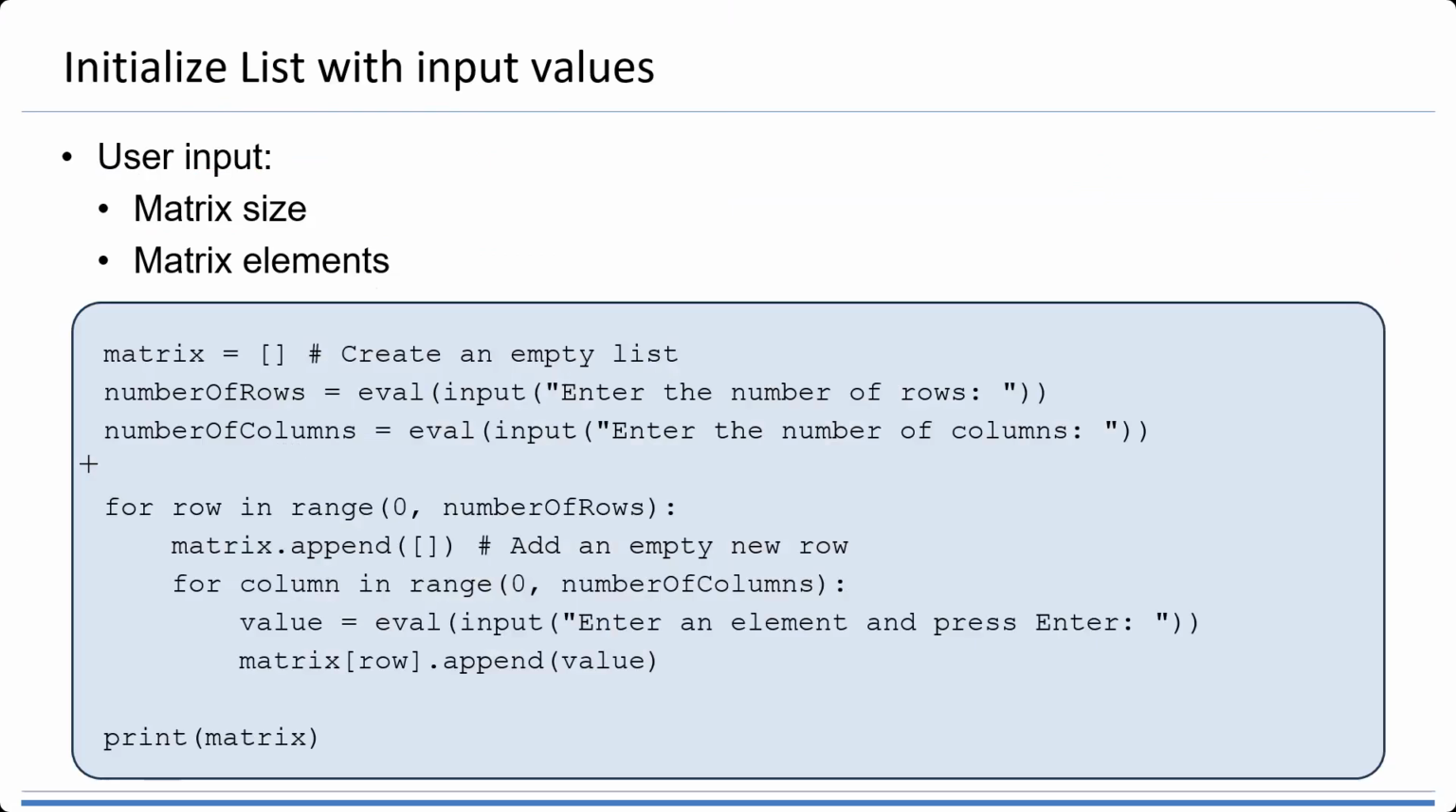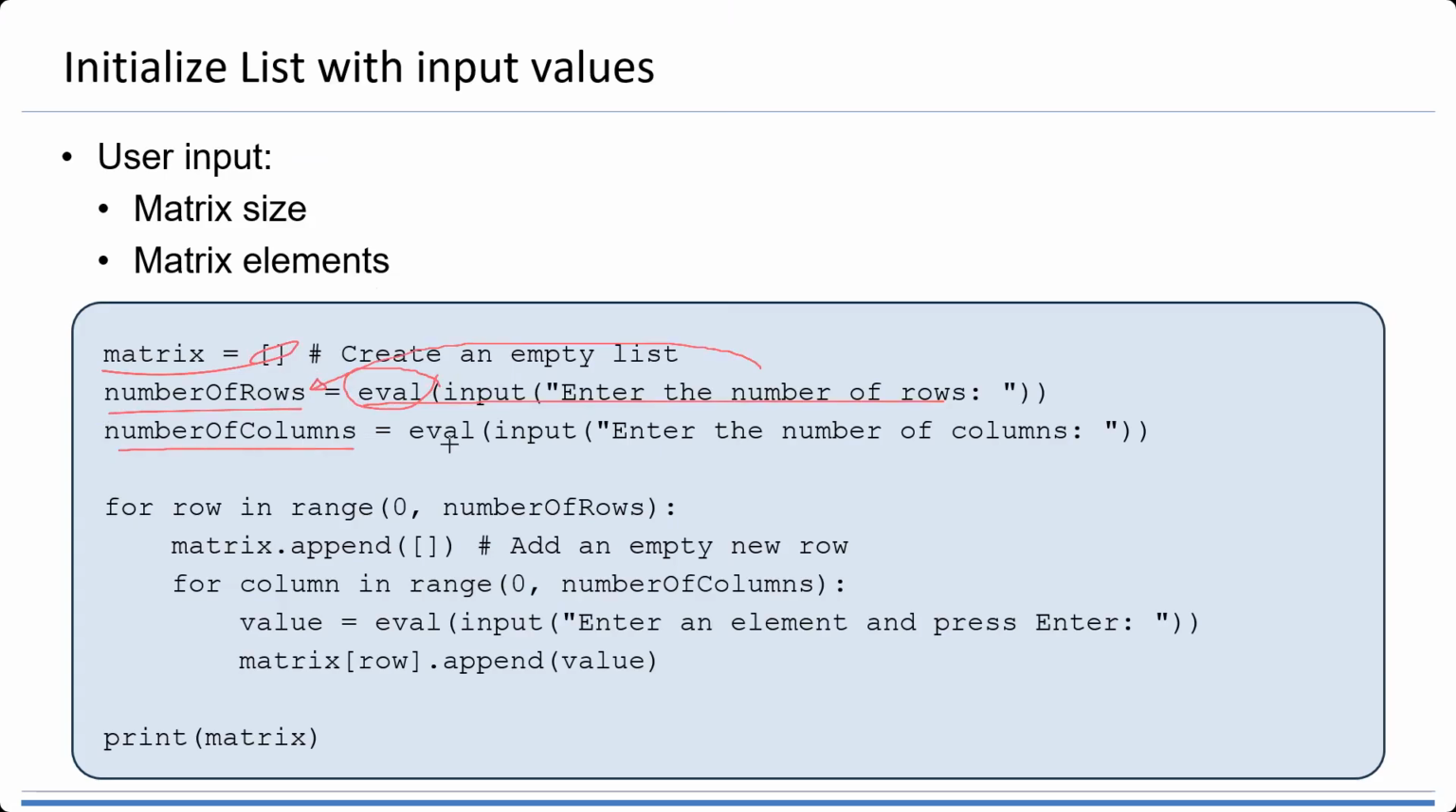Now first, let's make the code. So the matrix will be started with an empty list. Matrix is an empty list. And then ask the user how many rows. You will ask the user the number of rows. I'm using the eval to check the input from the users. If the input is a number, then it is automatically the data will be a number.